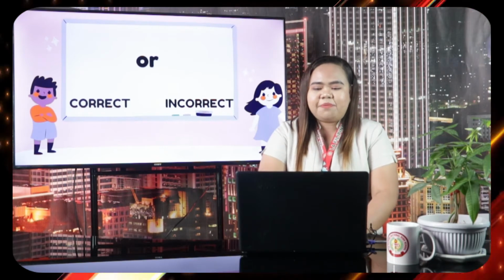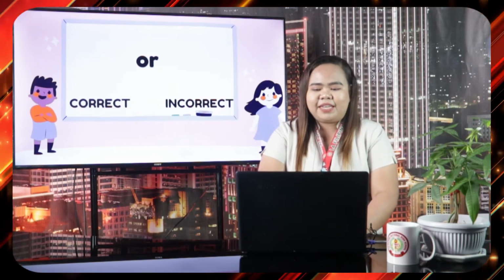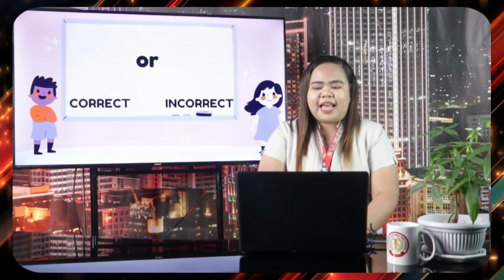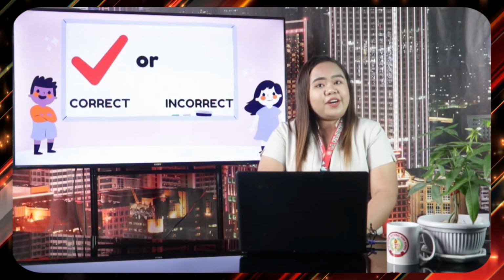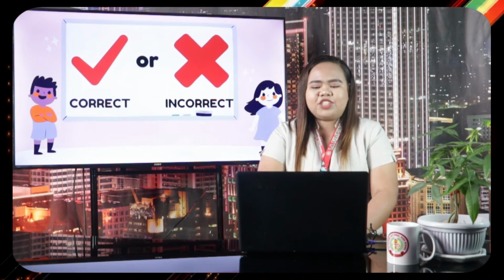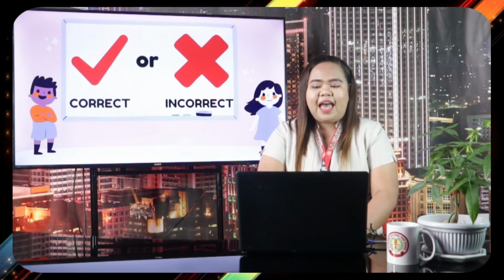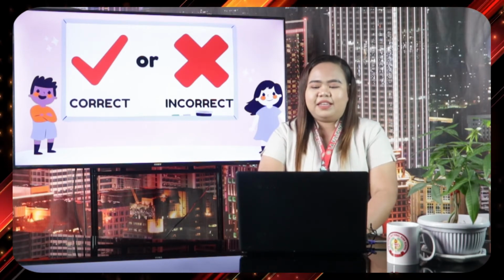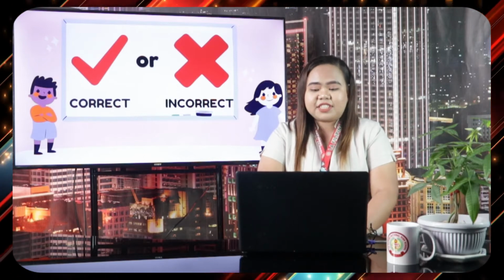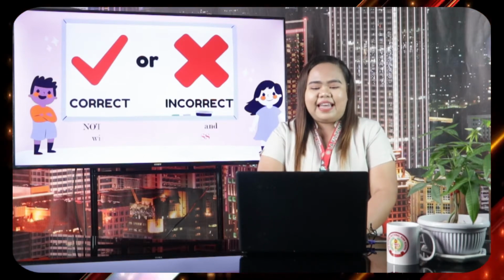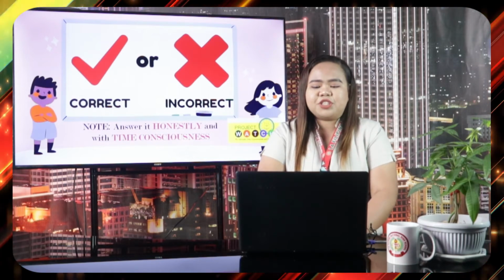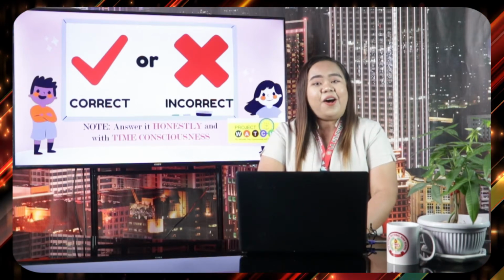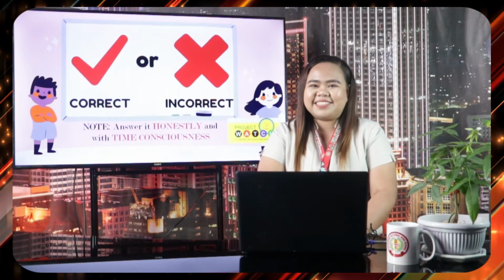At this time, I want you to get a paper and pen. Let's check your knowledge by answering the following statements, whether it is correct or incorrect. Write the check symbol if it is correct and X if it is incorrect. I will just give you 5 seconds to answer. Again, take note that you have to answer it honestly and observe time consciousness. Okay? Ready? Let's start!